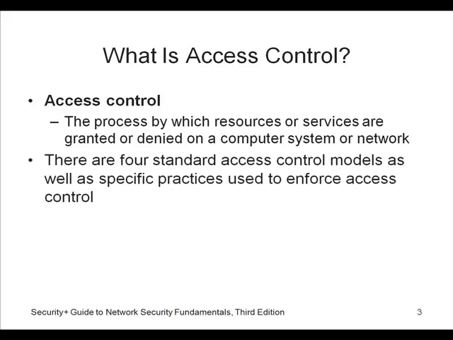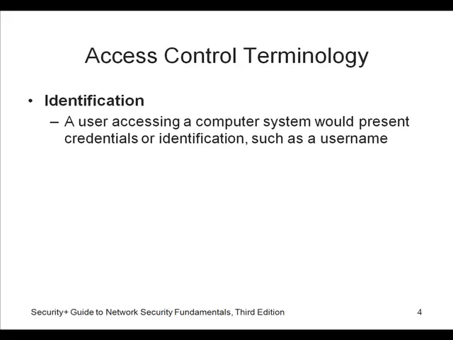4 standard models, as well as specific practices used to enforce access control. And we talked about identification. A user accessing a computer system would present his credentials or identification, such as a username, and then would be authenticated with a password, with a combination of those two. We would get on the resource. Same thing kind of happens when you try to go someplace, doesn't it, if you're trying to go to work? And probably should with your badge. What if we all of a sudden decided to enforce all this badging requirement? What could we do to control access?